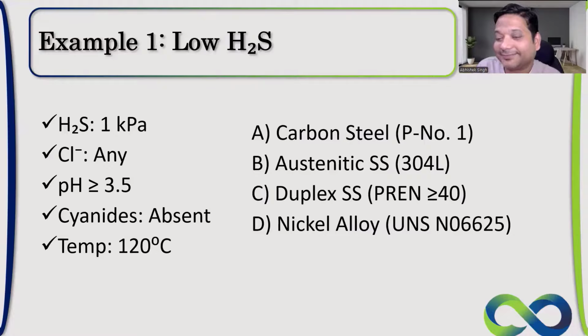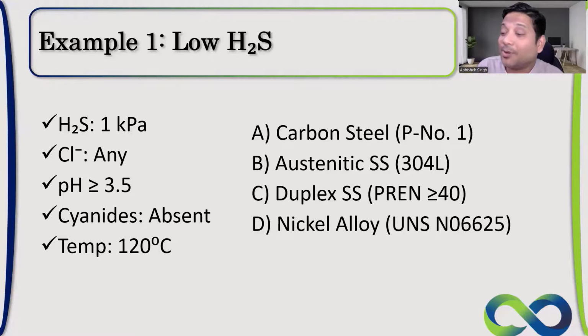Temperature? Cyanide is not there, Arif. 1 kPa is not a very high value. 0.3 kPa or greater is where your NACE starts. Okay. So up to 10 kPa, you can definitely use carbon steel.